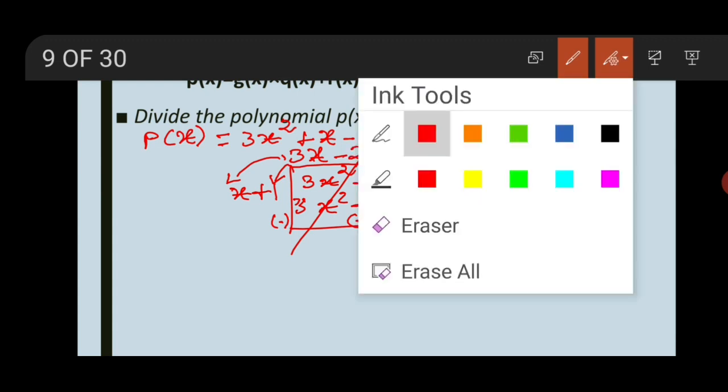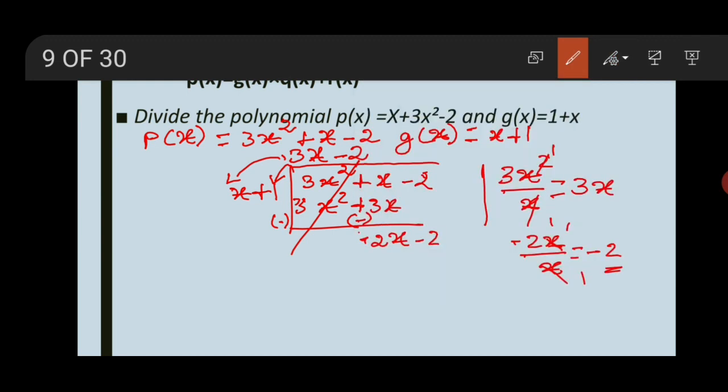Again, multiply minus 2 with x and multiply minus 2 with the plus 1. Minus 2 into x becomes minus 2x. Similarly, minus 2 into plus 1 is equal to minus 2. Now subtract. Sign will be changed. The second term's sign, it is already minus, becomes plus. Here also it becomes plus.